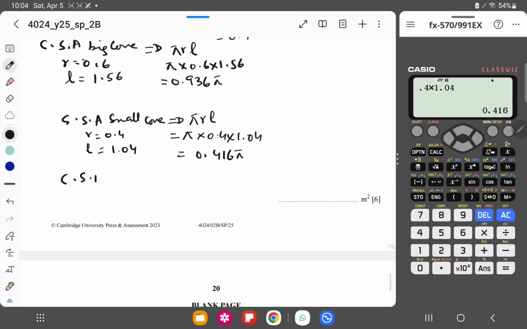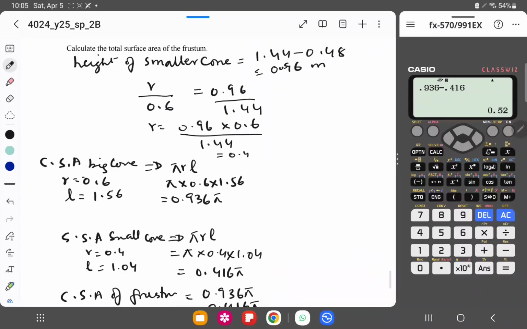So the curved surface area of the frustum is equal to 0.936 pi minus 0.416 pi. So 0.936 minus 0.416 is equal to 0.52 pi. This is the answer for the curved surface area of the frustum.